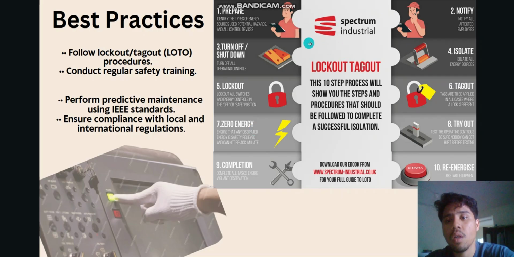So, as we can see on our slide, I have concluded the steps of industrial lockout/tagout. First prepare, second notify, third shut down, fourth isolate, fifth lockout, sixth tagout, seventh zero energy, eighth try out, ninth completion, and tenth re-energize.